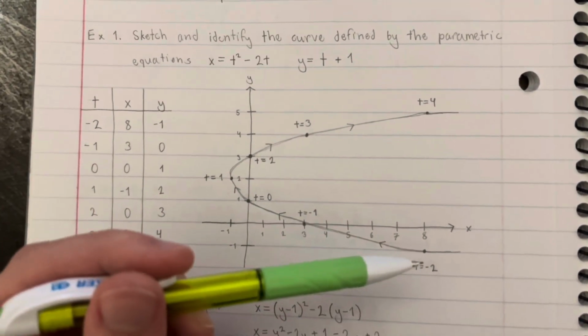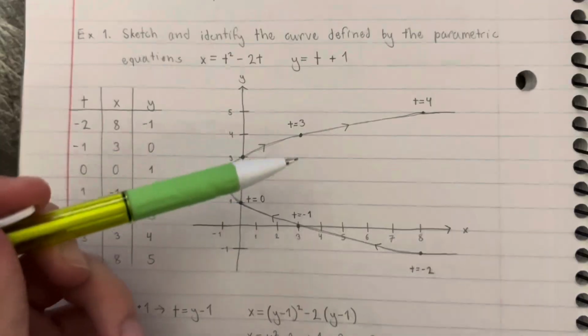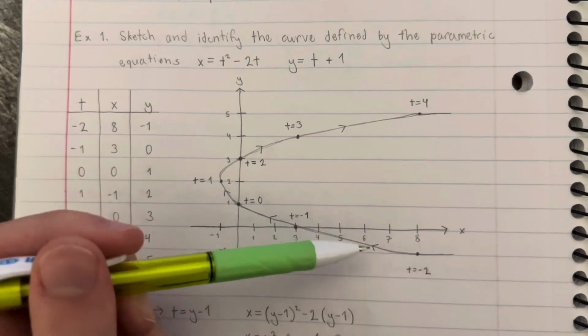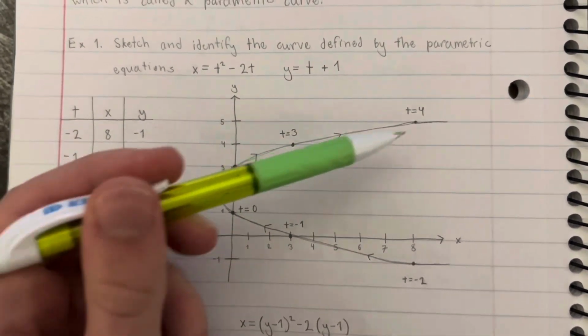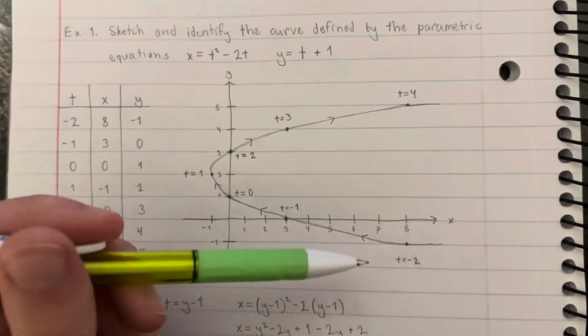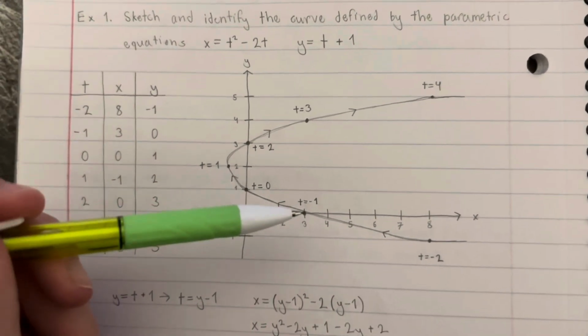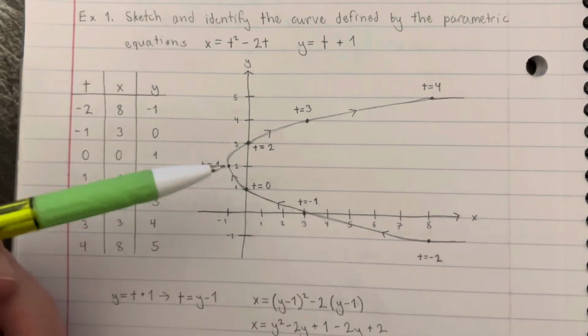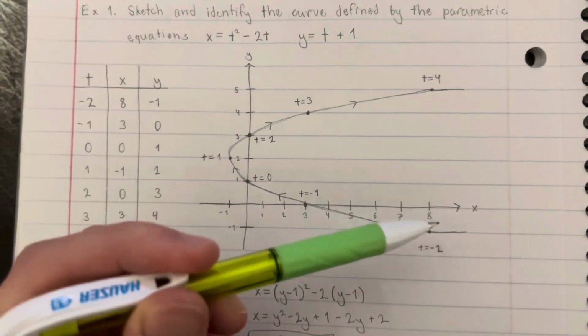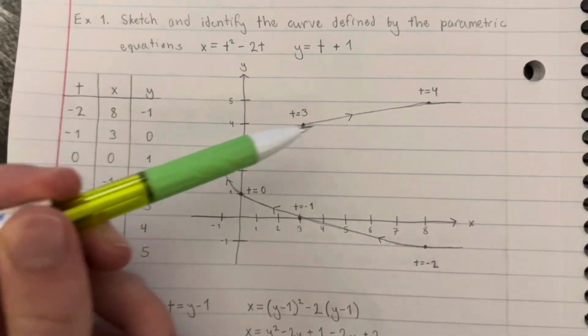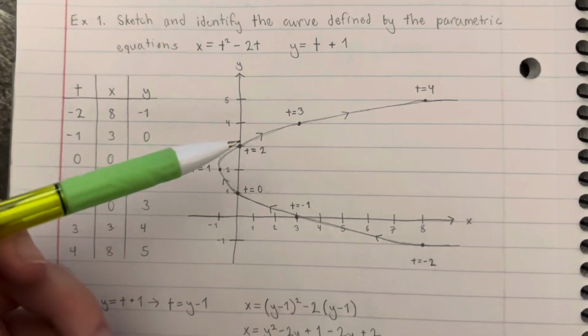The order in which you do the t values is important, since they want you to show what direction the curve is moving in. Since our t equals negative 2 point is here, and then our t equals negative 1 point is here, then t equals 0, t equals 1, and so forth, we know that the graph is going this way. So we draw these little arrows here to signify that.